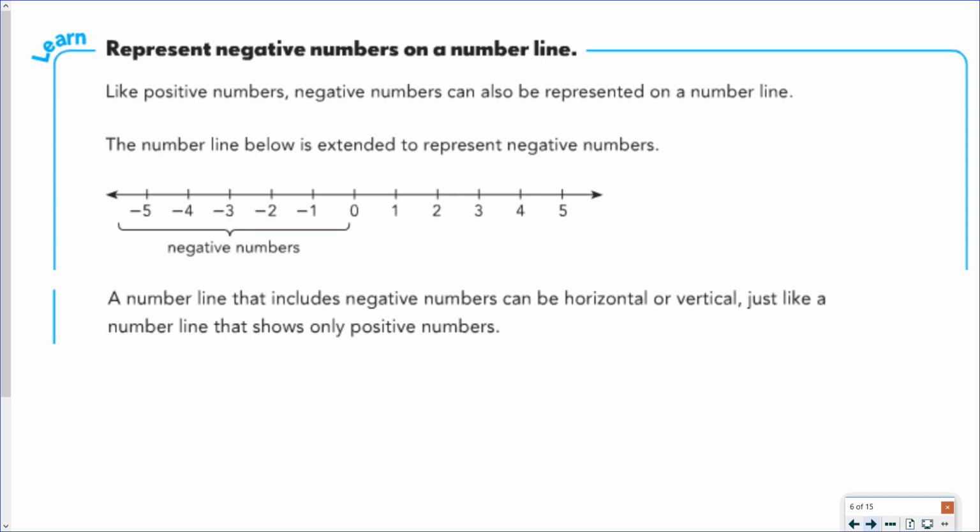We can put negative numbers on a number line just like we can with our positive numbers. So we have our number line here that has extended to the negatives. You can think of 0 as kind of like a mirror, and it's reflecting across. So since positive 1 is closest to 0, negative 1 would be closest to 0. Since 2 is the next closest to 0, negative 2 would be the next closest to 0, and so on. It's like it's a reflection across 0.